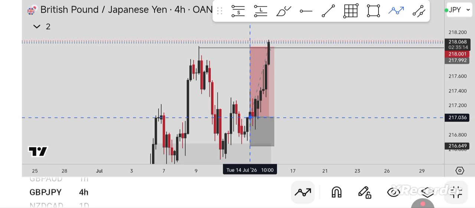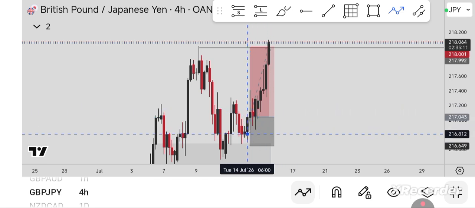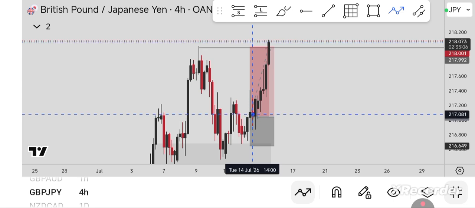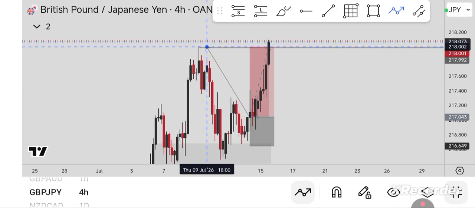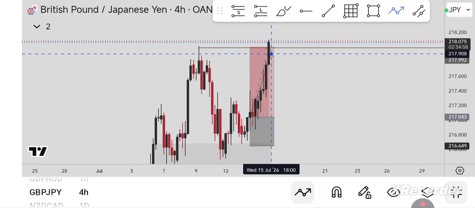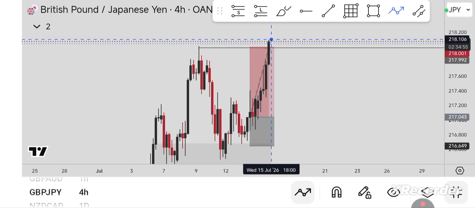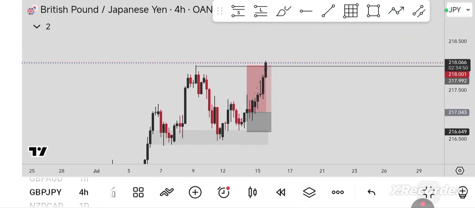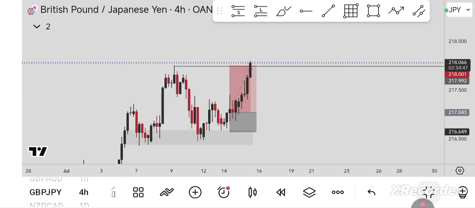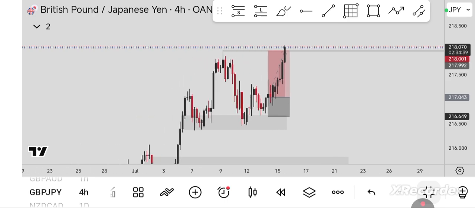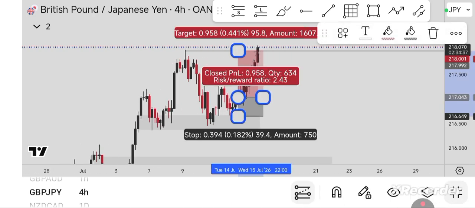Look at my entry from here. Look at this 4-hour candle that closed bullish. That was my signal to enter. So I took the entry there and I targeted this liquidity high. As you can see, today the market just quickly went up and we hit TP. So that is the trade for today. With this particular trade, I wanted to close it early, but I felt no, I should not close the trade. This is a good trade for me. So that is it.